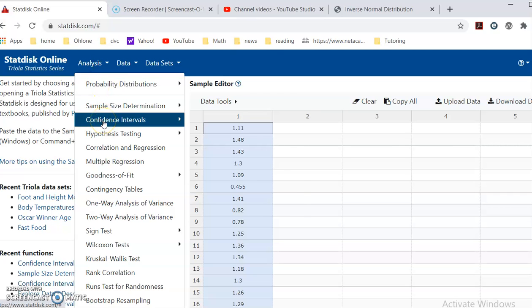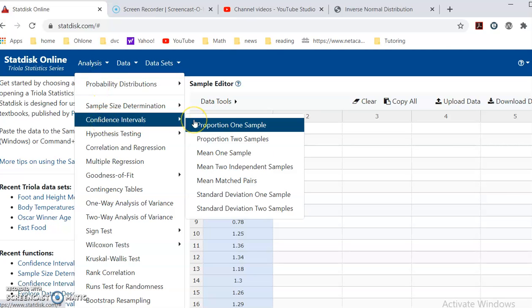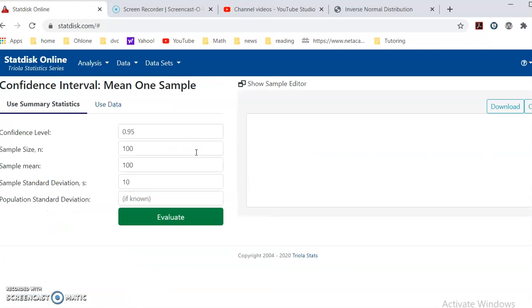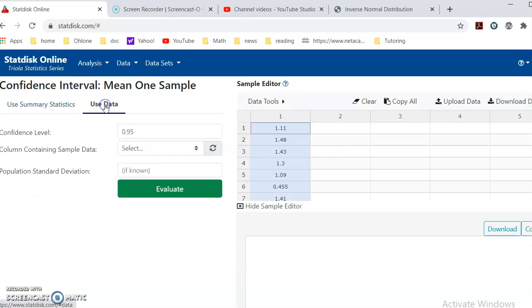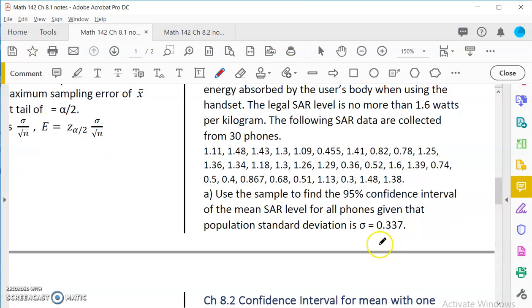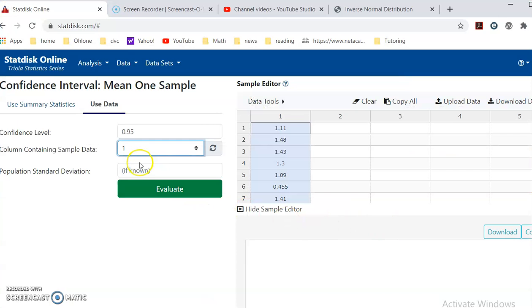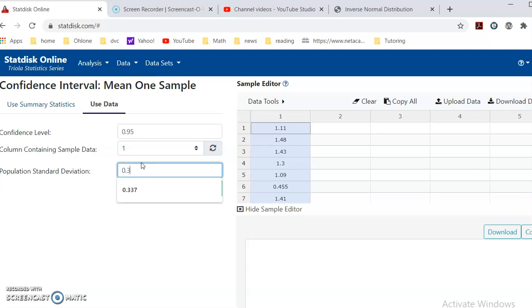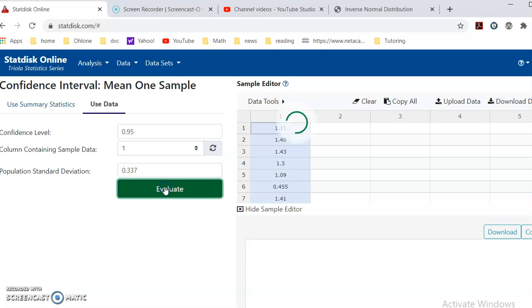And I want to build a confidence interval for mean, one sample. This is a sample statistic, I don't need it. I use data. So you click this tab, it would say data. It is 95%. My number is in column 1. But I know the population standard deviation. They give it to us. So what is it? They say the population standard deviation is 0.337. If you have it, you must enter it, because if not, you would have a different answer.